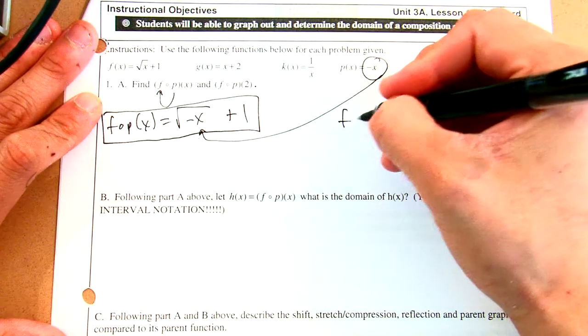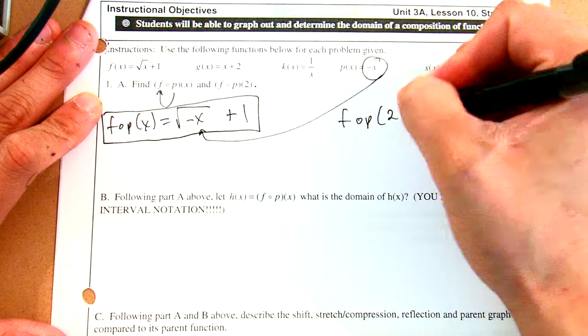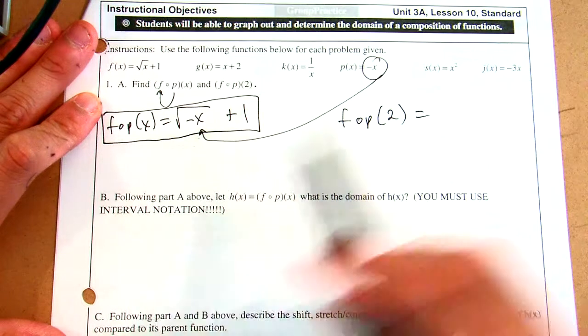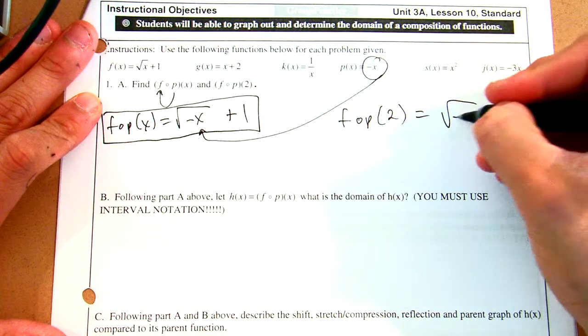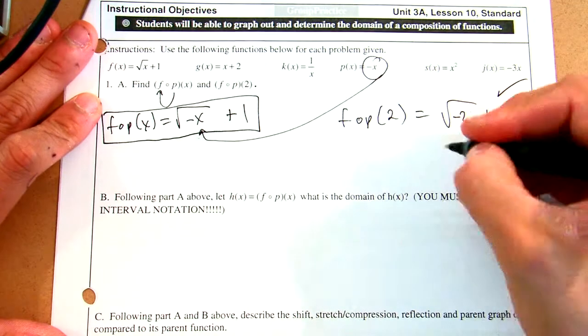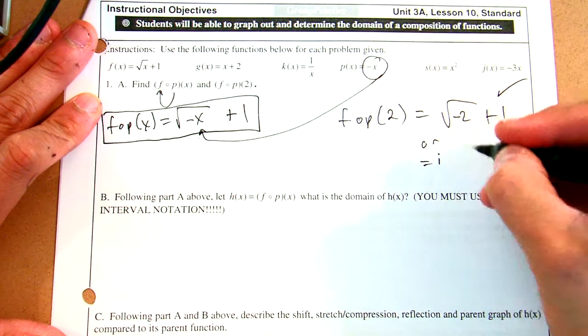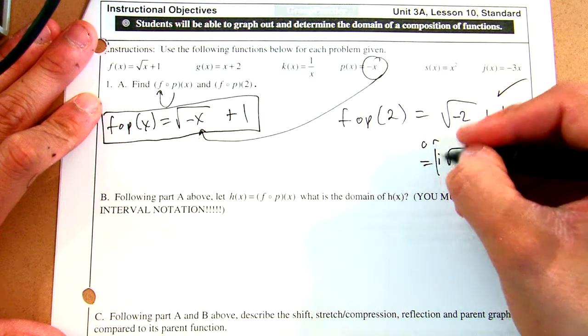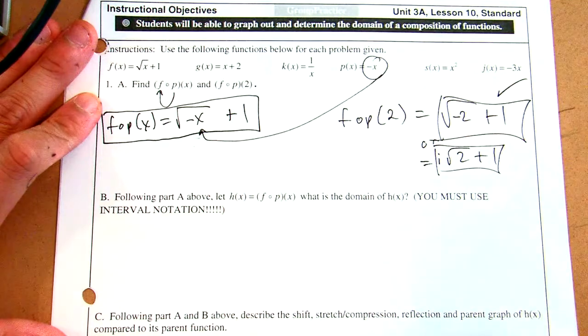Next, you want to find f of p of 2. You just plug a 2 in. In this case, it's kind of weird because you have a negative under the square root. If you left it like this, this would be acceptable, or you could call this i square root of 2 plus 1. Both are correct here, okay?